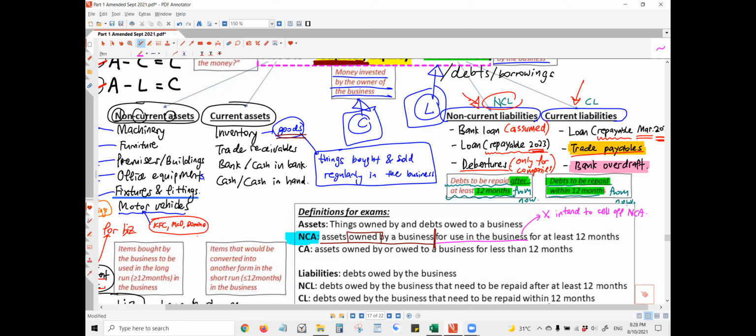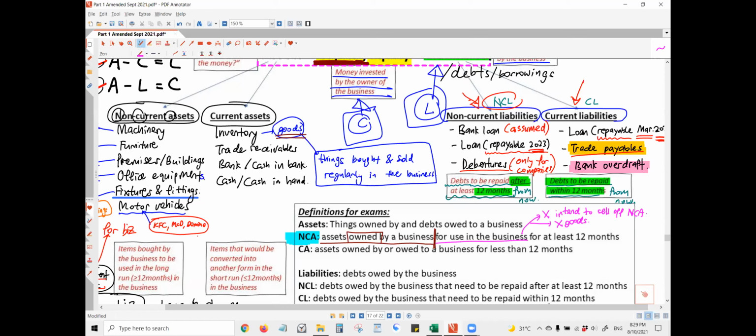Okay, it also means they are not goods. You must know very well the difference between NCA and goods. In certain questions it is very important. So when it says that it is for use in the business, it also means we are not talking about goods. Why are we not talking about goods?